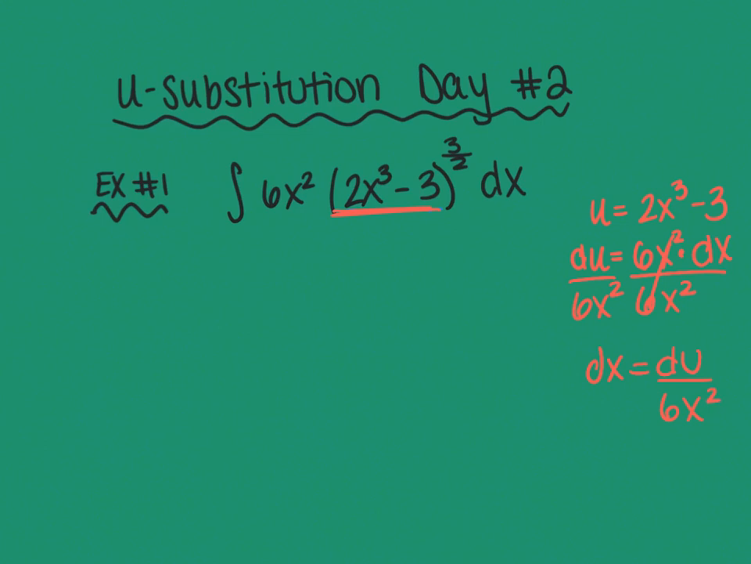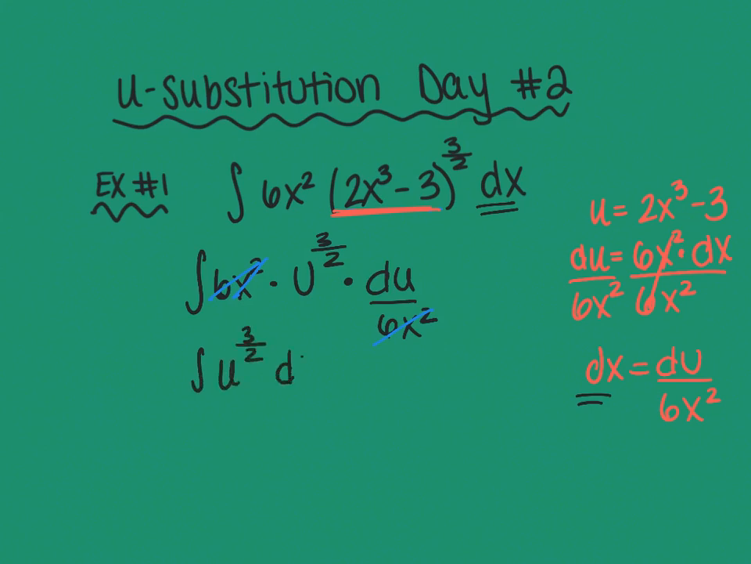So now we can go back to our integration problem, and we have 6x squared times u to the 3/2, and plug in what dx is. Well, this is dx, so du over 6x squared. Perfect. Now again, the x's should cancel, which they do. Actually, all of it does, right? The 6x squared. So we're left with the integration of u to the 3/2 du.